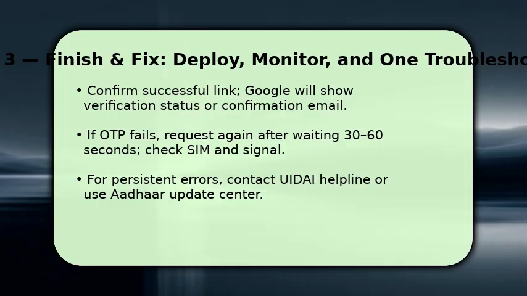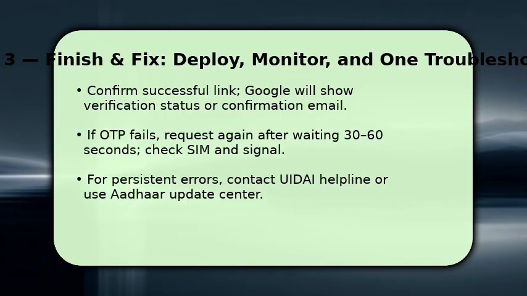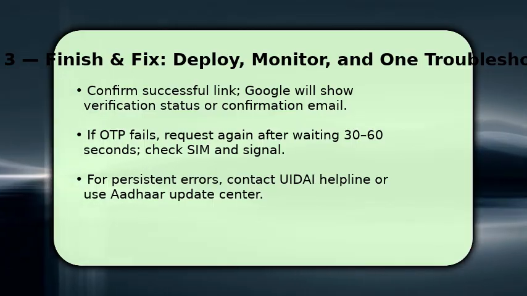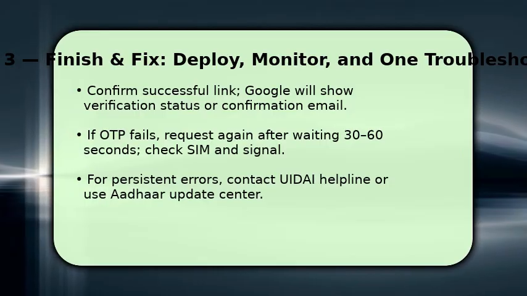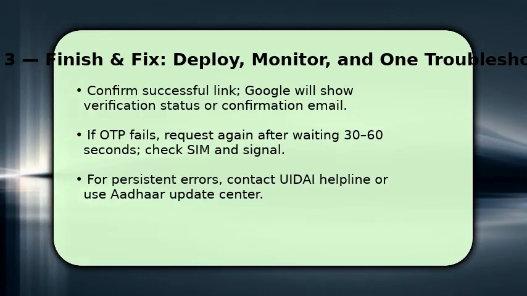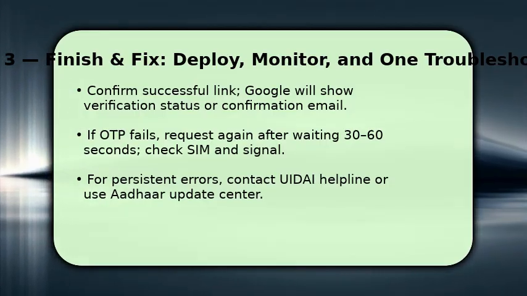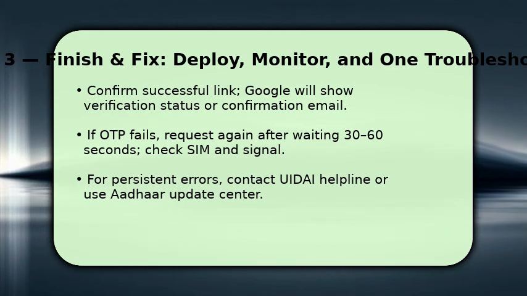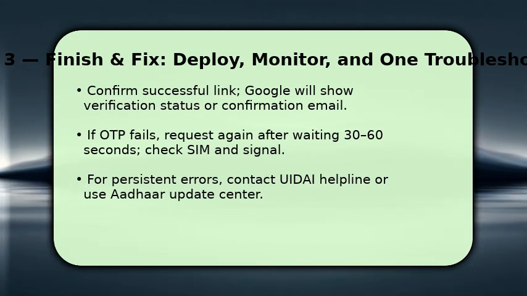If the OTP fails, wait 30 to 60 seconds, then request a new one, because network delays or carrier filtering often block messages. Make sure the registered SIM is in the same phone and has signal. For persistent mismatches, contact the UID helpline or visit an Aadhar enrollment center to verify records and update mobile details.